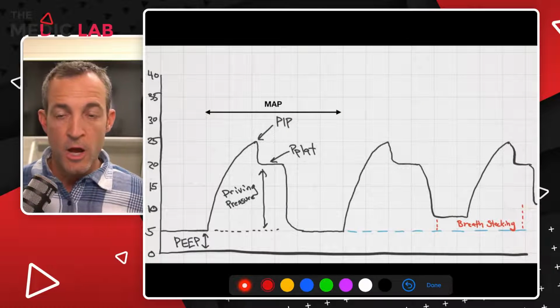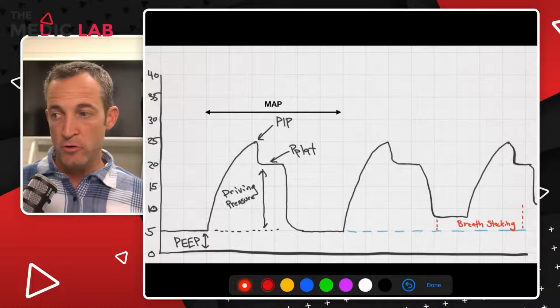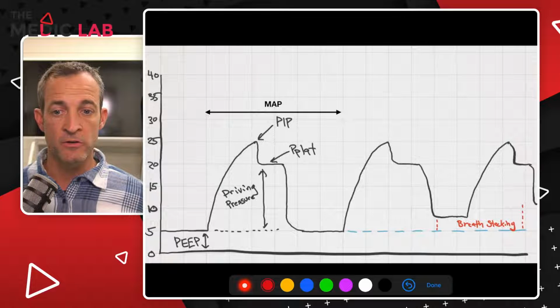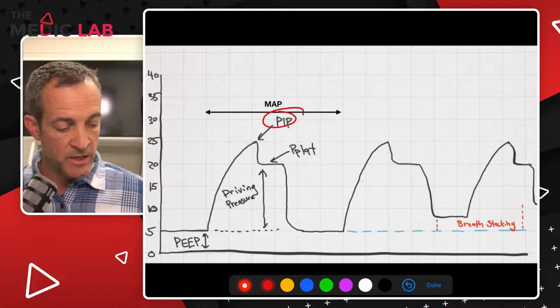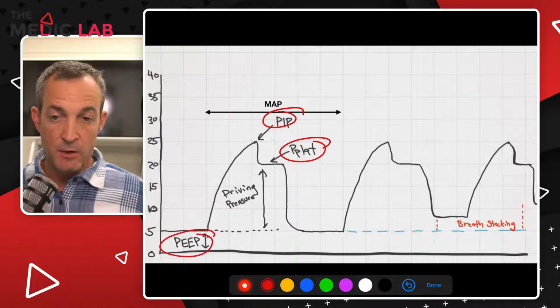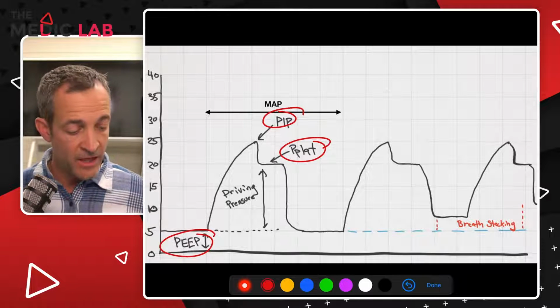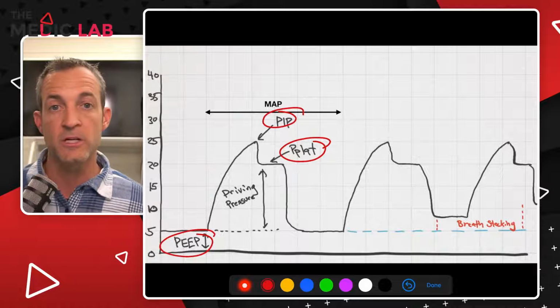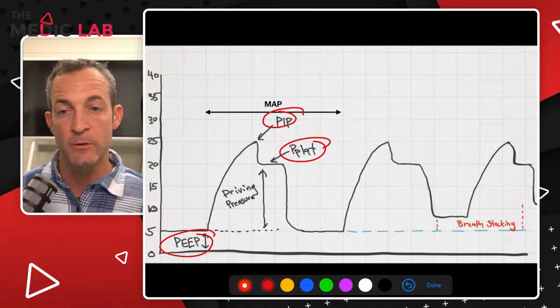Without further ado, I want to talk about just a few things here. We have to understand this concept of peak inspiratory pressure, plateau pressure, and positive end expiratory pressure. Then we're going to bring these all together and talk about this concept of driving pressure.